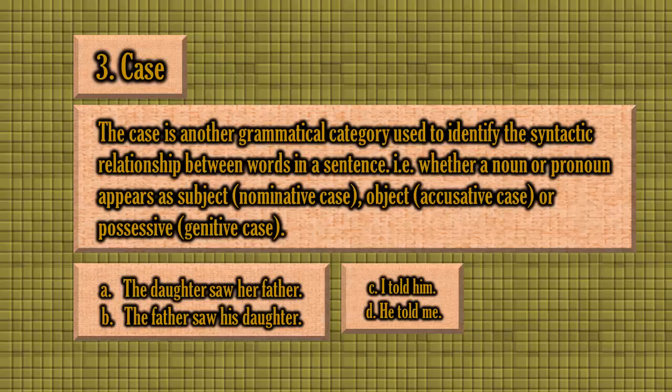But the order has been reversed in this second sentence. The father saw his daughter. In this case, father is a subject and daughter is object. And for the example of pronouns, look at the sentences C and D.